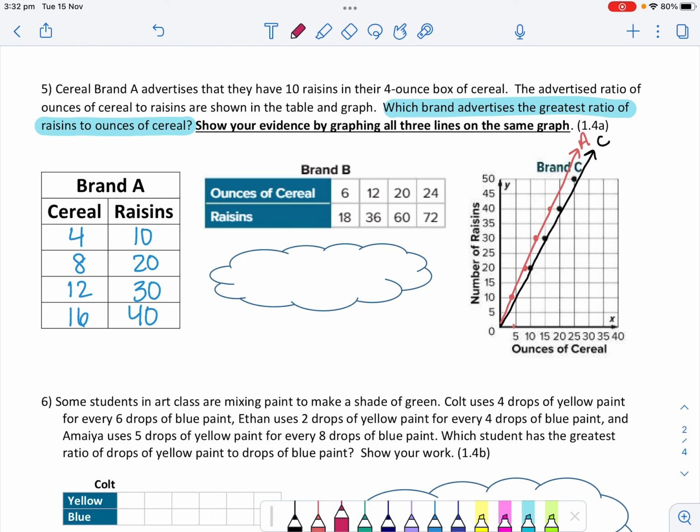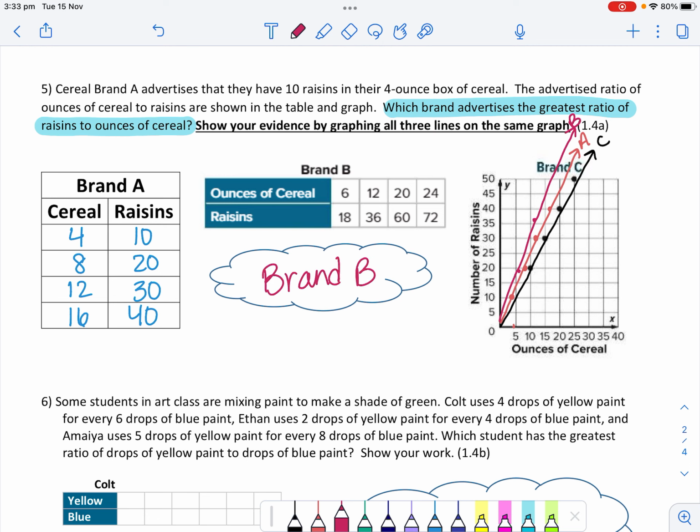And then brand B is going to be 6 and 18, 12 and 36, so right above 35, 20 and 60 is going to be way up here somewhere. And again, I graph what I can, as long as I have 2 points that make a line. I can connect those points and label them, and I can see that brand B is clearly on top.